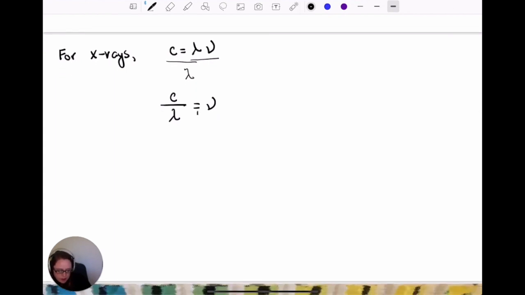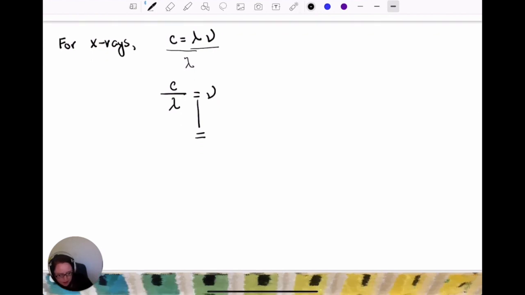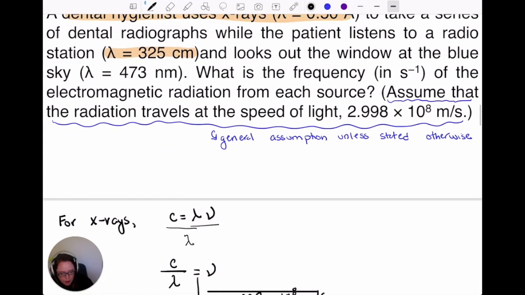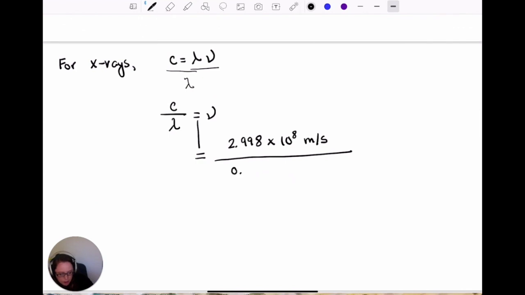Okay. So I'm going to switch to writing over to the right side. Okay, so we have 2.998 times 10 to the 8th meters per second, and then divided by the wavelength, which we're given is 0.50 angstroms. So we want to make sure that our units match. We want to end up with per second. So this is good. But our meters and angstroms don't match.